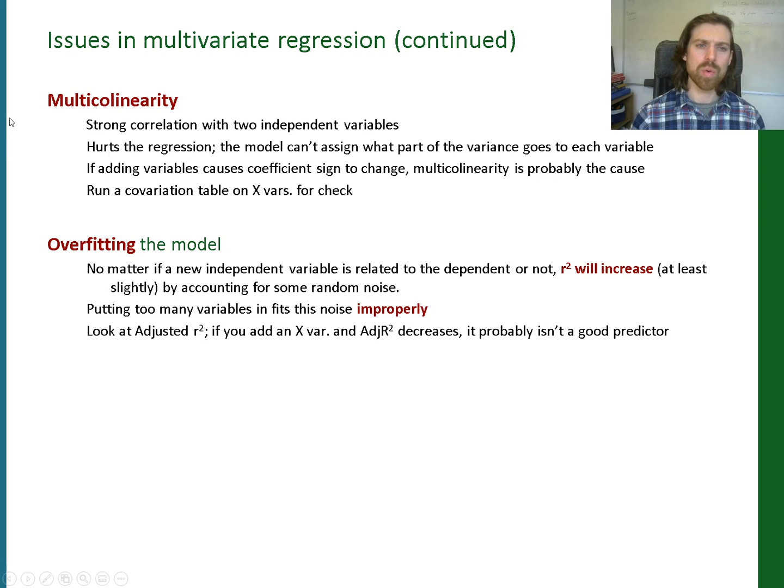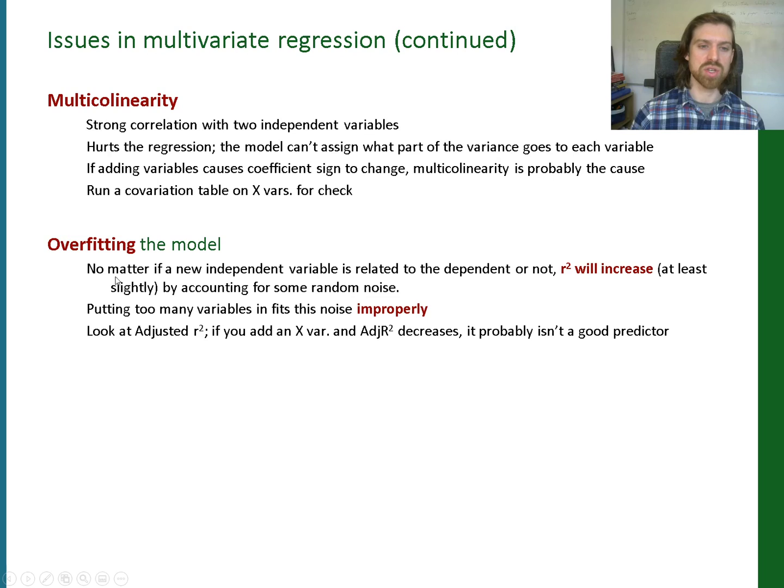Great. So, issues in multivariate regression: multicollinearity. This is basically where you have strong correlation between independent variables. You might want to look at correlation plots in advance to understand how you can pick variables which have a low level of correlation between them. It can hurt the regression. The model can't assign the part of the variance it's trying to explain to an individual variable if all of the variables are varying to the same degree because they're highly correlated. If adding variables causes the coefficient sign to change, multicollinearity may be a problem. As I mentioned before, you can run a covariation table. This might be something you do in advance, or afterwards as a robustness check. But you need to be aware of this.